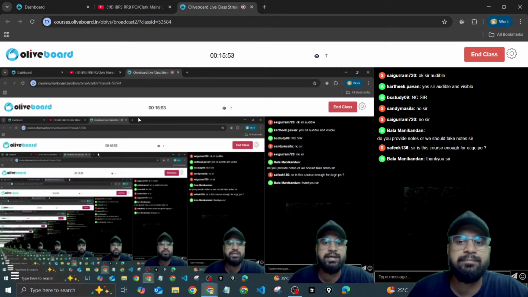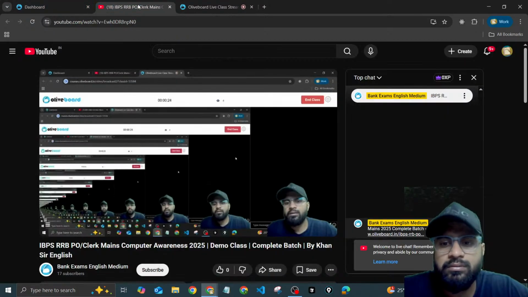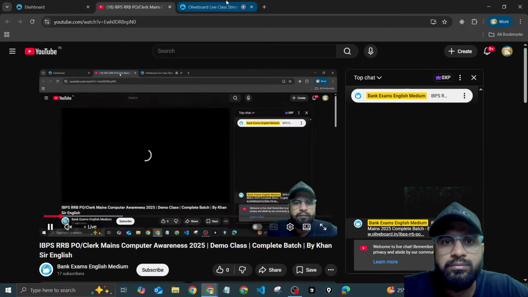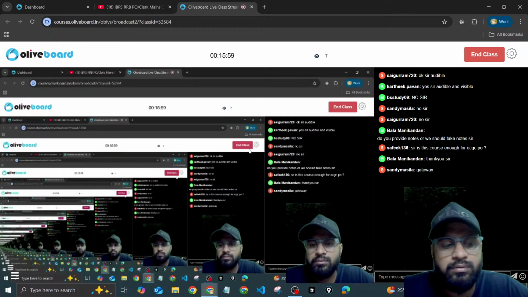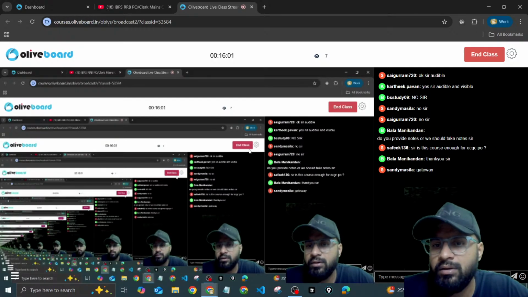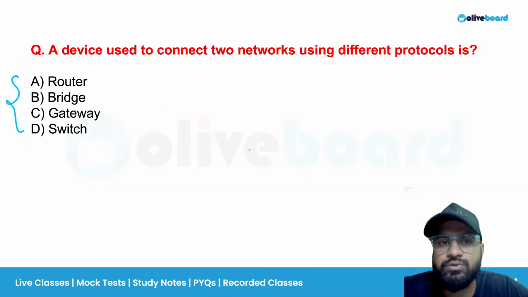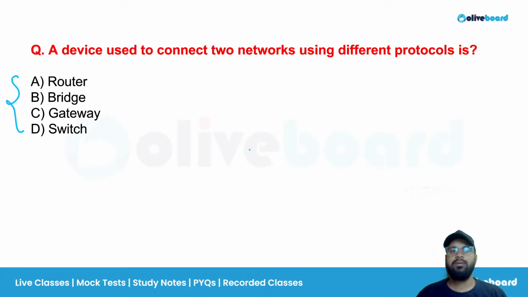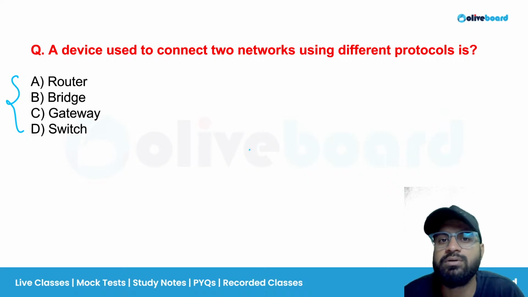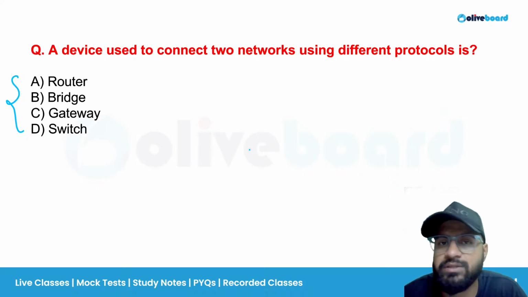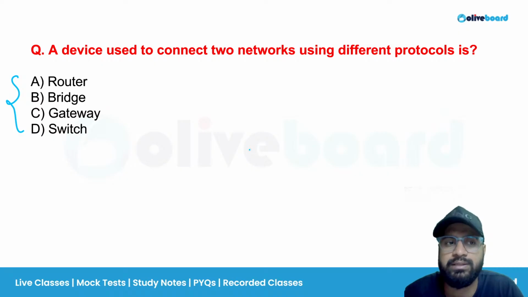You can use your chat box here. Sandy Masila says gateway. What about other students? Students, we will also discuss the other options and which one will be the correct answer.